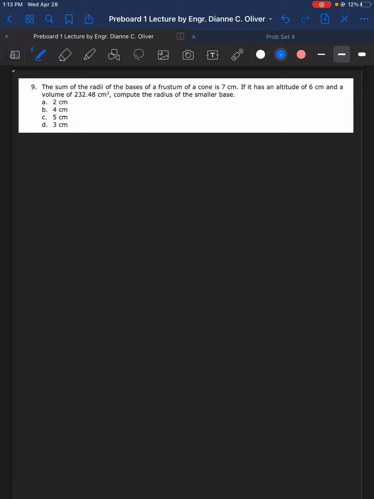The sum of the radii of the bases of a frustum of a cone is 7 centimeters. If it has an altitude of 6 centimeters and a volume of 232.48 cubic centimeters, compute the radius of the smaller base. Is it letter A, 2 centimeters, B, 4 centimeters, C, 5 centimeters, or D, 3 centimeters?